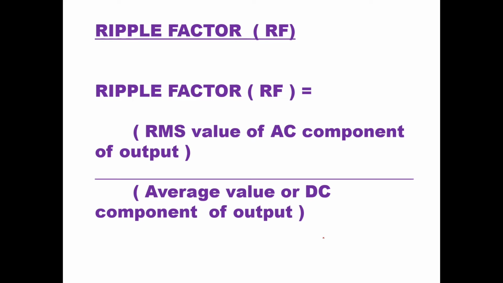Similarly, the exact expression for ripple factor is given as the RMS value of the AC component of the output to the average value, or DC component, of the output. This is the general expression for ripple factor.